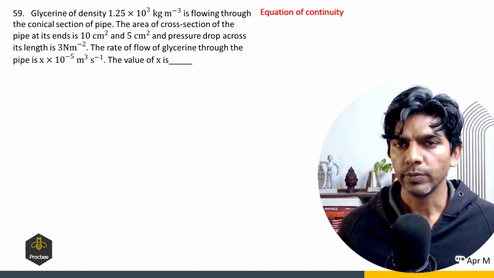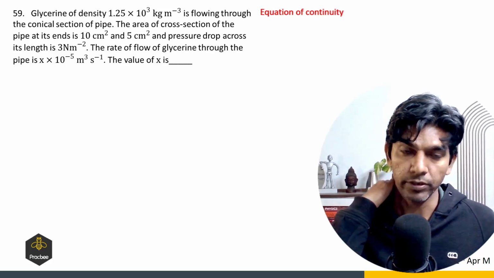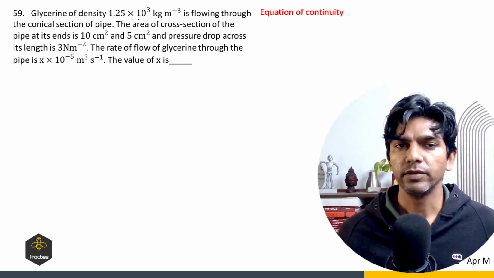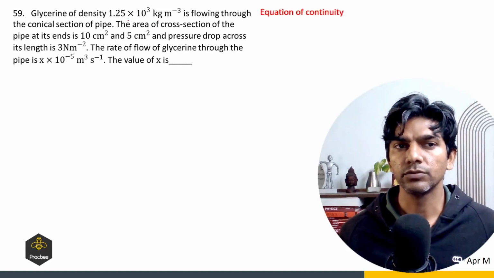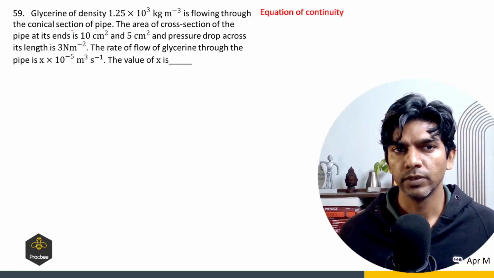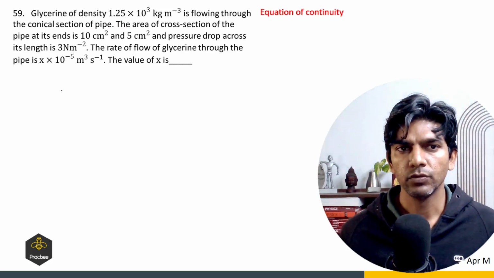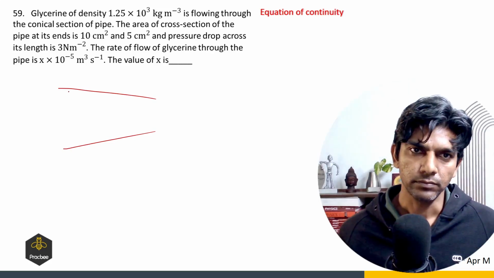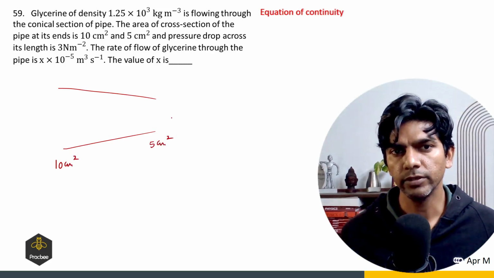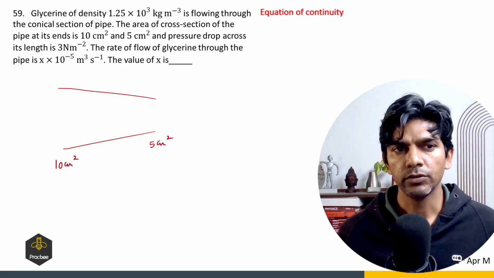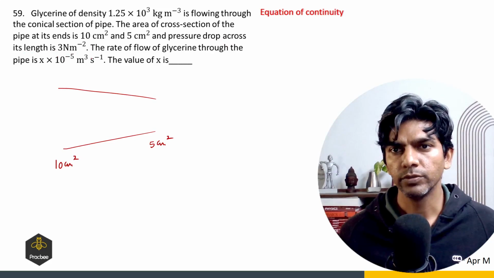Right, so next question based on the same problem type, equation of continuity. Glycerin of density 1.25 into 10 raised to power 3 kilograms per meter cube is flowing through a conical section of pipe. We have a conical section like this, right? At the left hand we have area of cross section 10 square centimeter, at the right hand we have 5 square centimeter. Pressure drop across its length is 3 Newton per meter square.